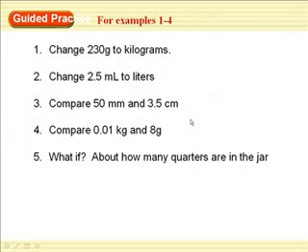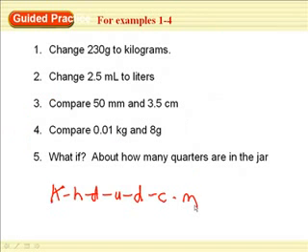Down here I'm going to write the little saying, because I have to remember what that is. King Henry died unexpectedly drinking chocolate milk. Grams is one of the units to kilograms. 1, 2, 3 that way. So the decimal's right here. 1, 2, 3. 0.230. I'm not going to write that 0 because you don't need it on the end of a decimal. It does not change the value.